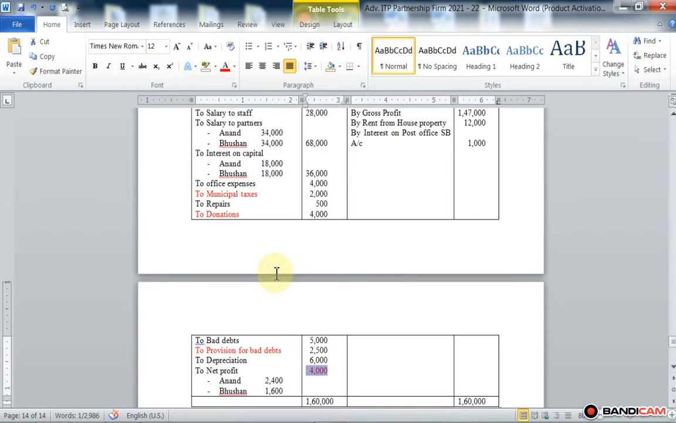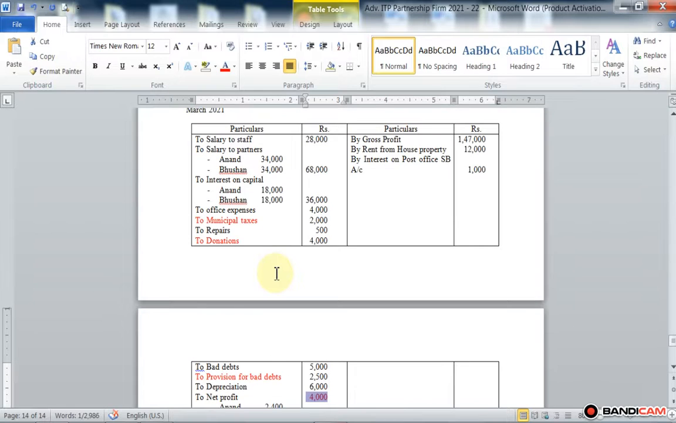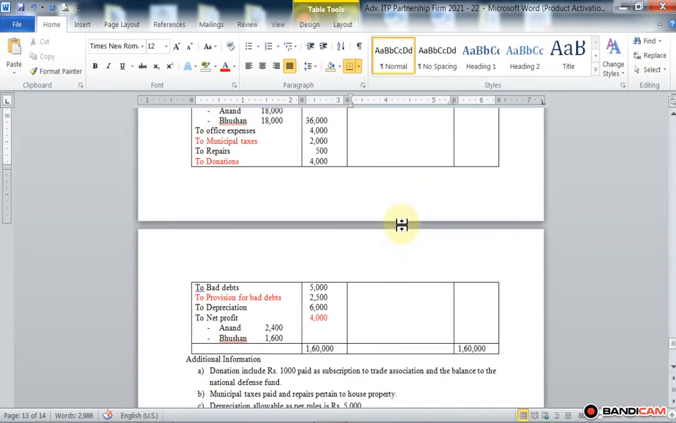So here we identify the three expenses which are not relating to the business. Now we read the credit side: gross profit, rent from house property. So it is an income from other source amounting to rupees 12,000. It is income earned from other sources. And interest on post office saving bank account is also income from other source. So here we identify the two incomes earned from other sources. Now read the additional information.